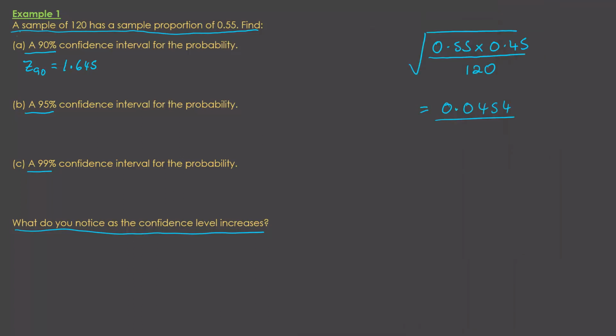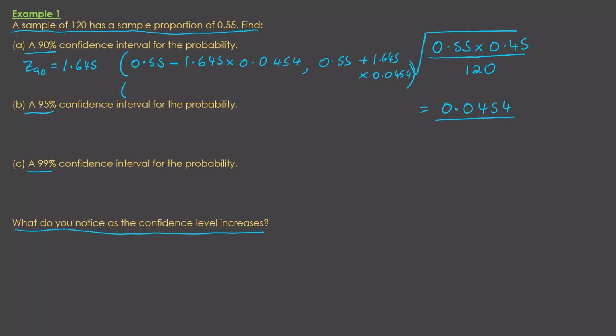Okay, so my confidence interval is going to be 0.55 take away 1.645 times 0.0454, and then 0.55 add 1.645 times 0.0454.